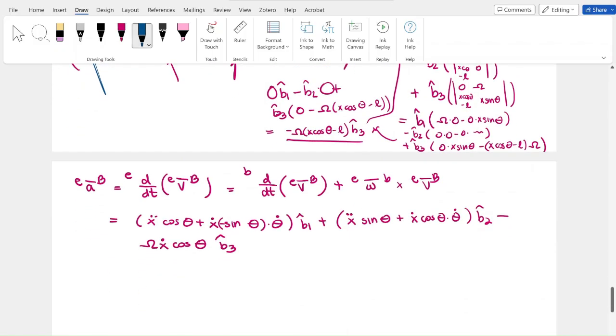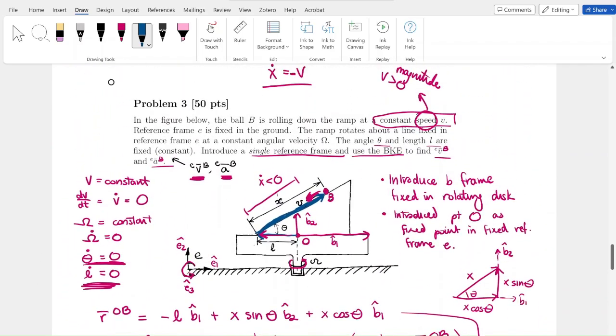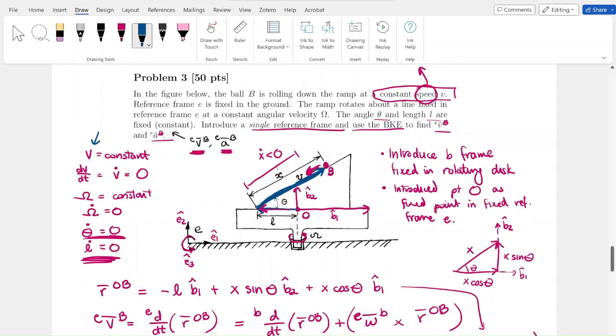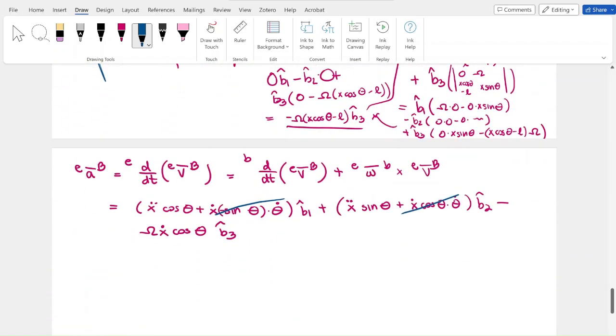Then again, you can eliminate this because theta dot is 0. And we also know that x dot is equal to the velocity that it's going down at. But x double dot is just going to be 0 then, because velocity is constant. So this v is constant. That means that the x double dot terms also go away.